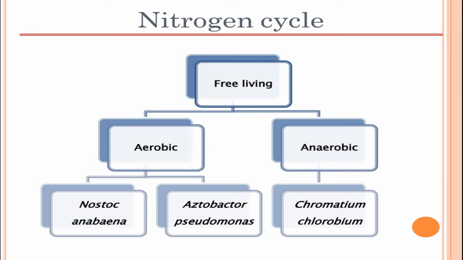All right, so there are lots of bacteria, including free living ones, which can be aerobic or anaerobic. Under aerobic we have Nostoc and Azotobacter, and under anaerobic we have Chromatium and Chlorobium. So we'll talk about it in detail, and also we'll look at some of the reactions or steps that are involved in the nitrogen cycle in a broader sense, and understand its importance and how it happens.